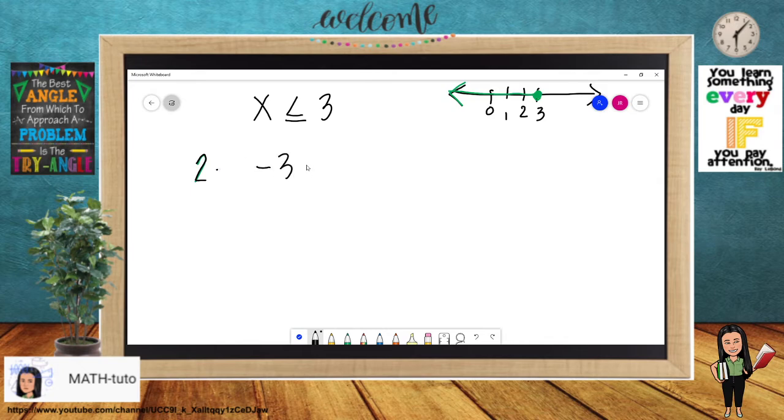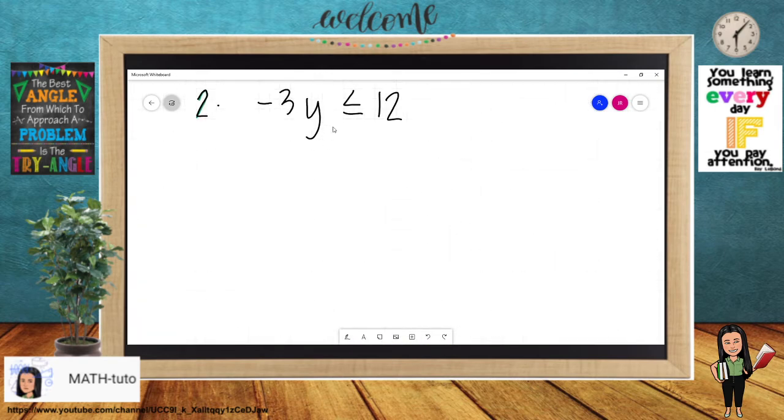Negative 3y is less than or equal to 12. That is our given. So the numerical coefficient of y is negative 3, so we have to divide negative 3y by negative 3. I'll rewrite it, and then 12. We need to divide both sides by negative 3.